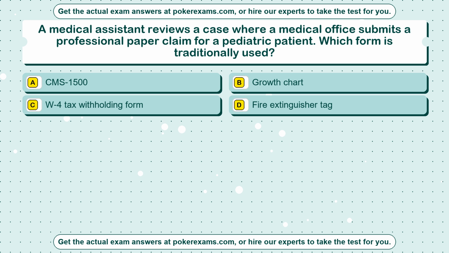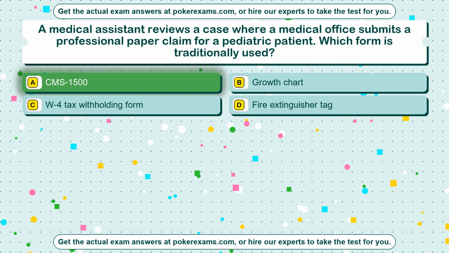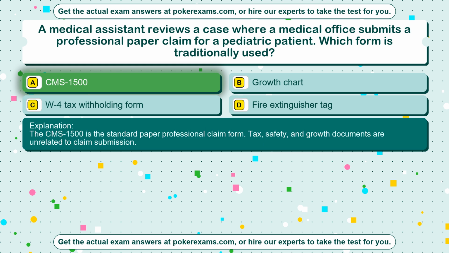Option B, growth chart. Option C, W-4 tax withholding form. Option D, fire extinguisher tag. The correct answer is option A, CMS 1500. The CMS 1500 is the standard paper professional claim form. Tax, safety, and growth documents are unrelated to claim submission.